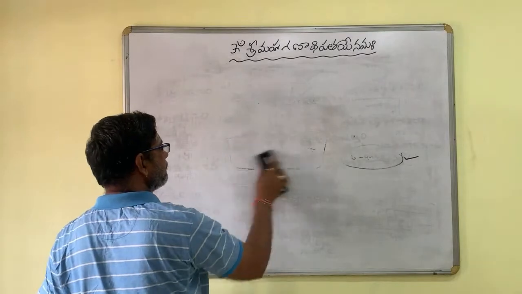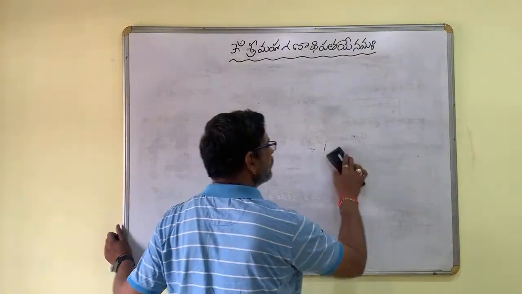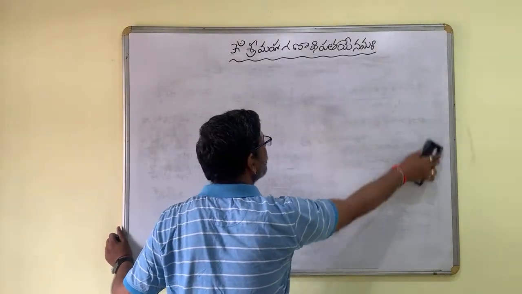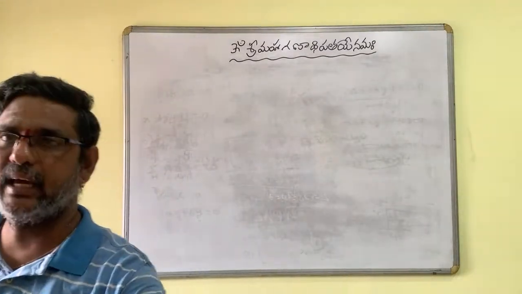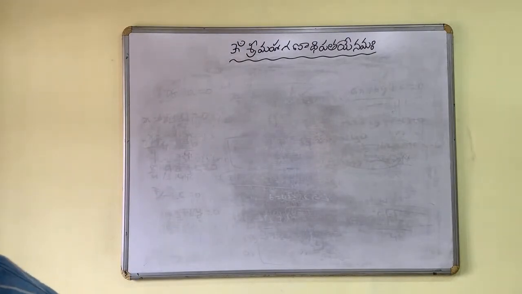We'll see one more. We can say equal zeros. When b square minus 4ac is 0, we'll get equal zeros or equal roots.